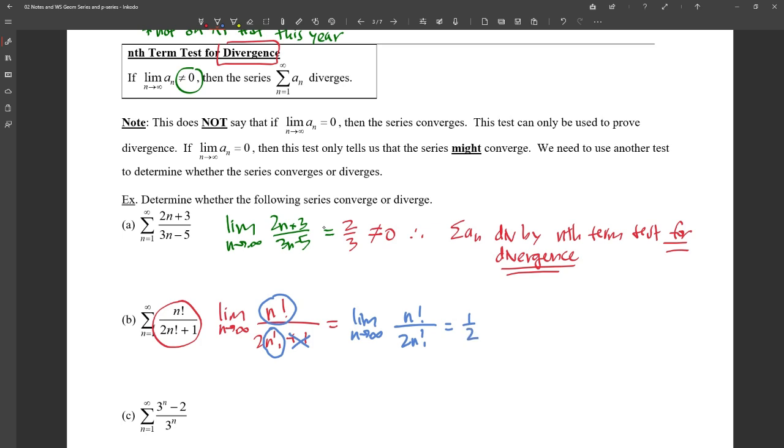Now what I compare this to, if I'm trying to use the nth term test for divergence, is I compare this to 0. If this is not equal to 0, then I can say, therefore, this series diverges by nth term test for divergence. Remember, it's only a divergence test. I can never say something converges because of the nth term test. All right, let's do another one.